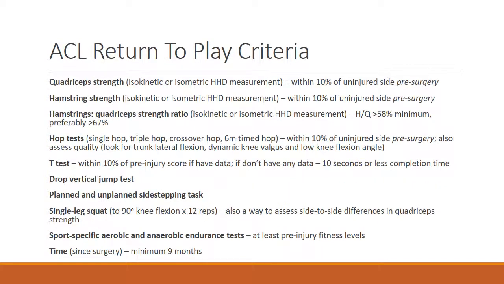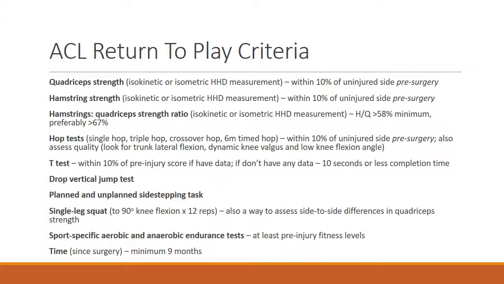In terms of return to play criteria, we've got a fair few that are the same or similar, but we also have some new ones too. So quadricep strength is a big one, a very big one that's shown up in the research, and we want it to be within 10% of the uninjured side pre-surgery. So that's what I was talking about before in terms of comparing results to pre-surgery, not at the end of rehab where it might have deconditioned a little bit. Same for hamstring strength, within 10% of the uninjured side pre-surgery too, and then therefore you can calculate your hamstring to quadricep strength ratios off this as well.